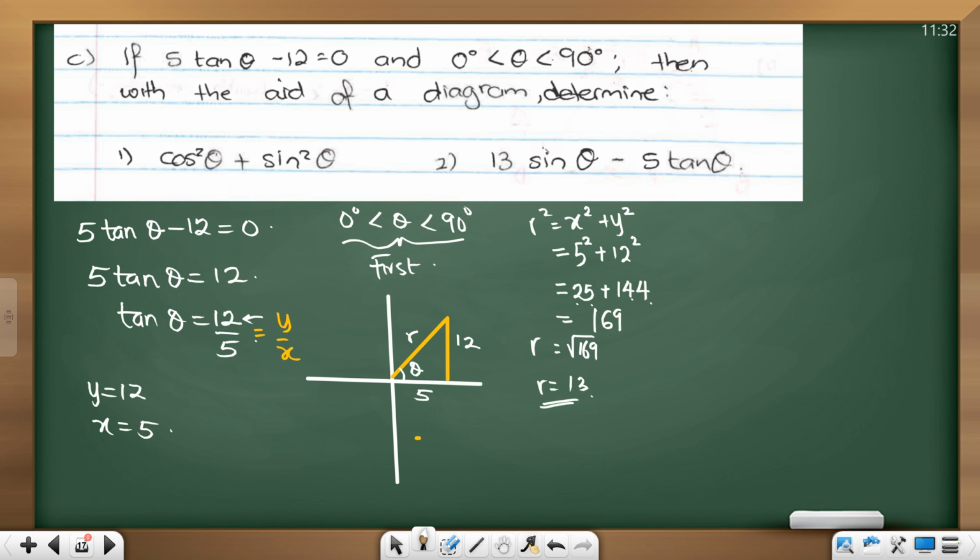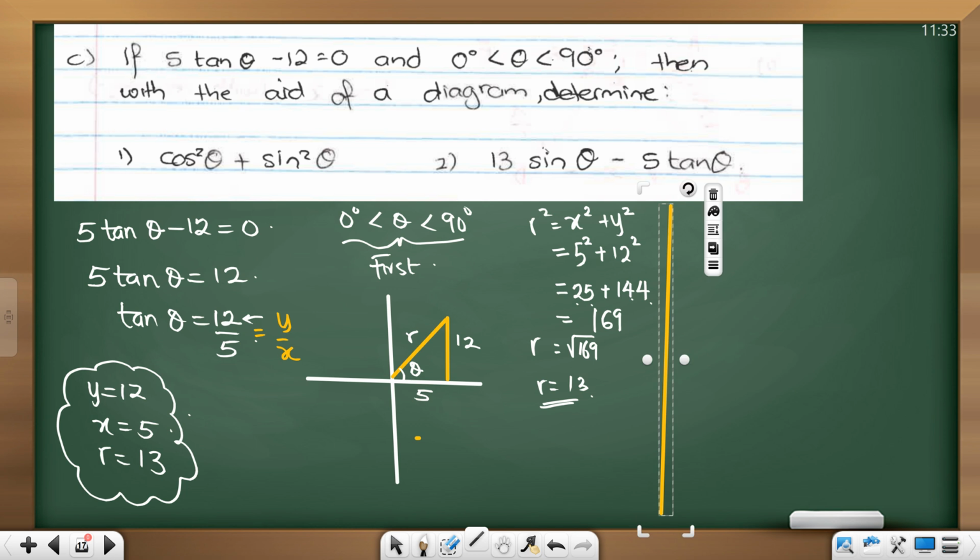See, once you get your X, your Y, and your R, you are done with this whole question. Every other thing is going to come from here. So get your X, get your Y, and get your R. Okay, now, number 1.